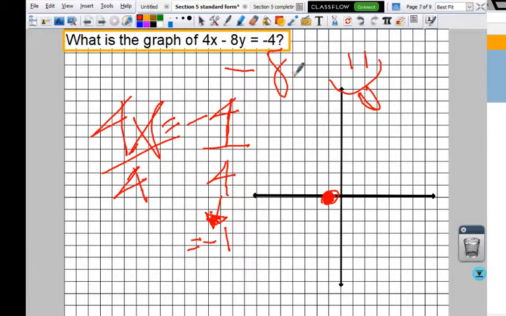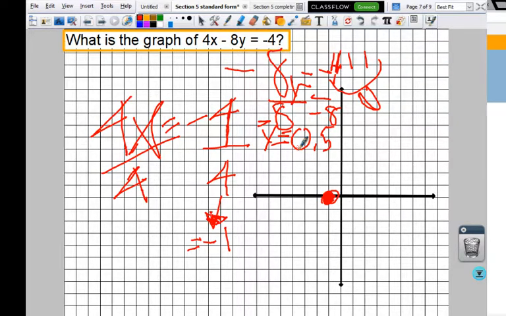So we're going to go with negative 8y equals negative 4. And we're going to get a decimal on this one, which is fine. We're going to divide by negative 8 on both sides. And we're going to get y equals 0.5, but don't forget, negative 0.5. There you go. Negative 0.5.